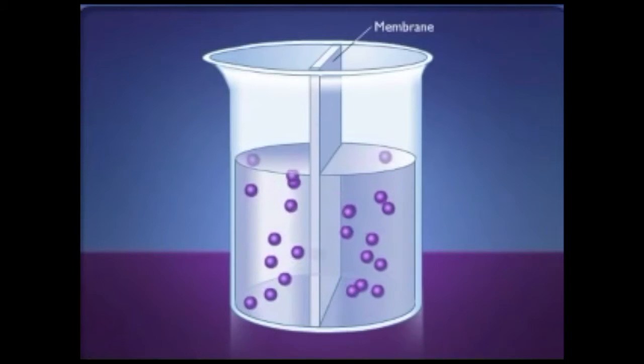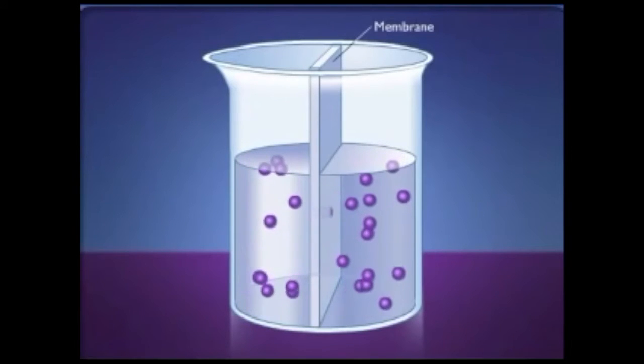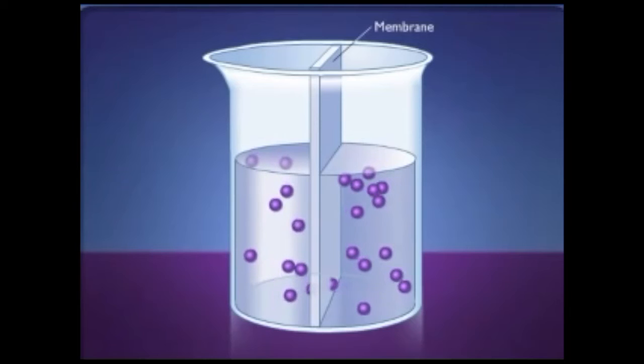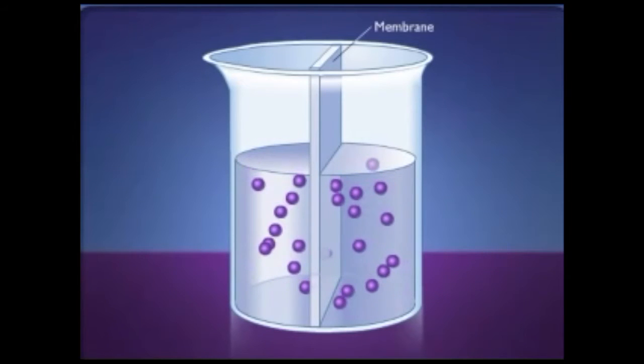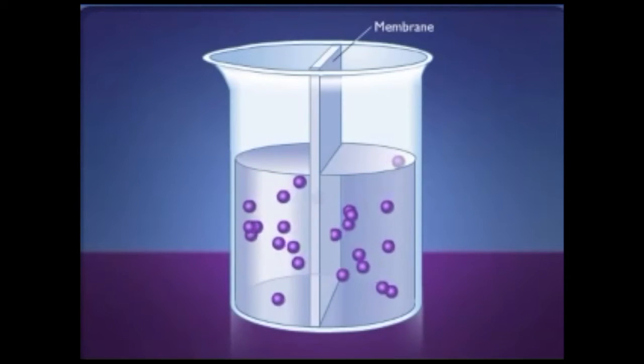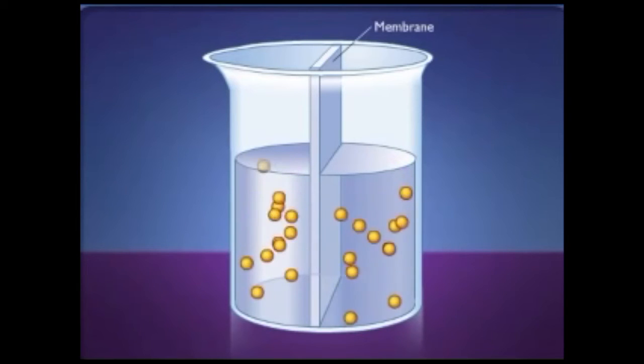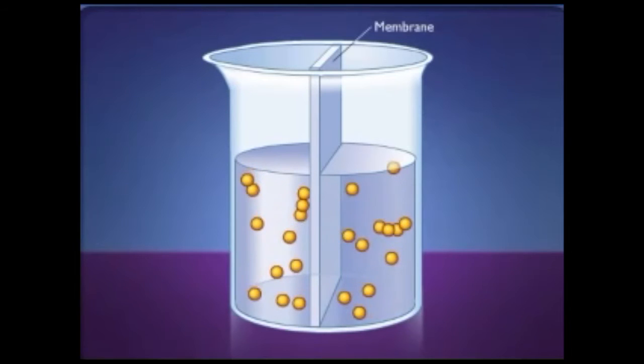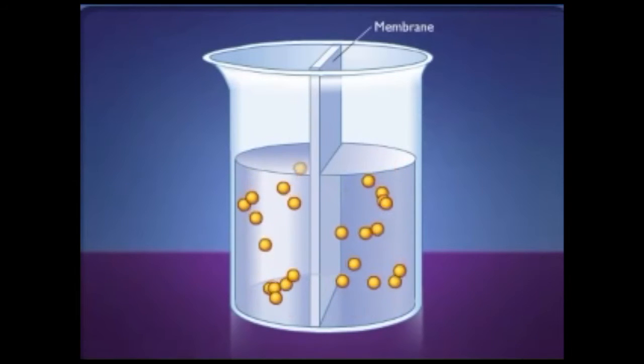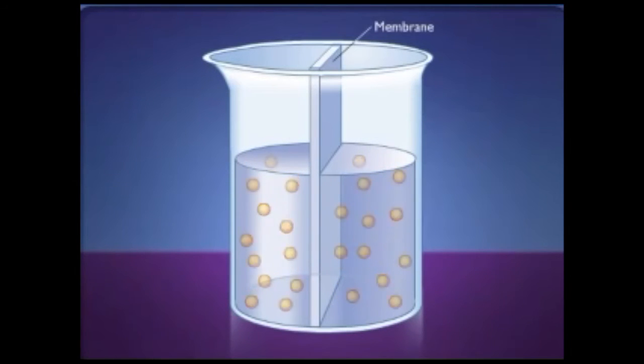Diffusion is the net movement of molecules down a concentration gradient. This process allows small molecules, such as oxygen and carbon dioxide, to cross the plasma membrane. Most polar molecules, such as sugars and proteins, cannot freely cross this lipid membrane.